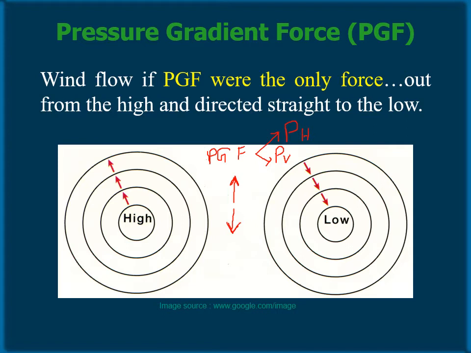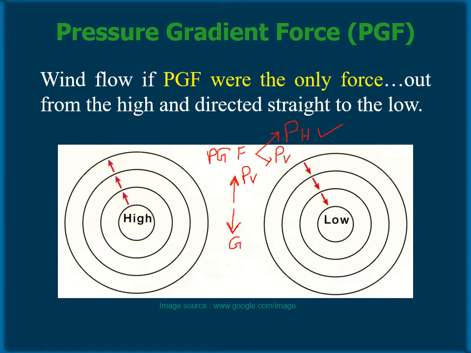Now, when there is an exact balance between the vertical component of the pressure gradient force and the gravitational force, there will be no upward movement of air, that is, no vertical movement of air. This balanced condition is known as the hydrostatic equilibrium condition. So only the horizontal component of the pressure gradient force is acting, and that is why wind is moving parallel to the earth surface.